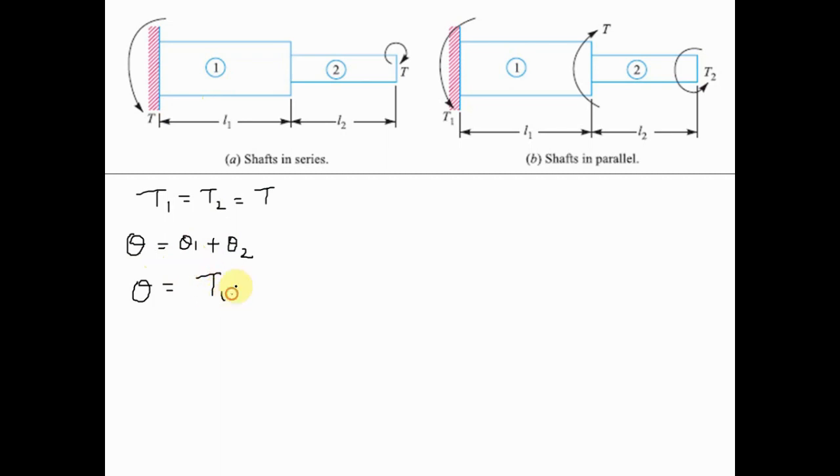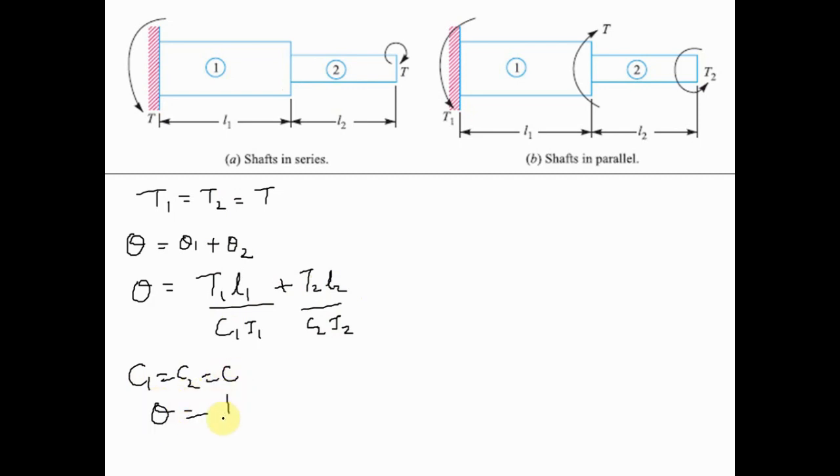T1 L1 by C1 J1 plus T2 L2 by C2 J2. And if the material of the individual shafts is the same, that is, if shaft 1 and shaft 2 are both of the same material, then C1 equal to C2 equal to C, which you can take common outside. You can write it like this: 1 by C bracket T1 L1 by J1 plus T2 L2 by J2. So this is for shafts in series.